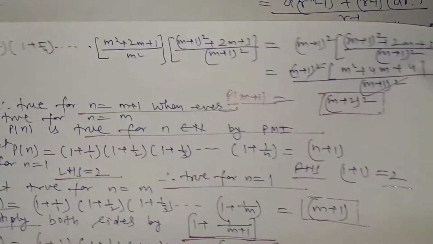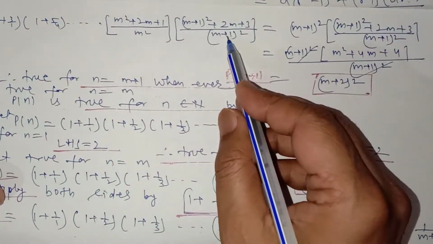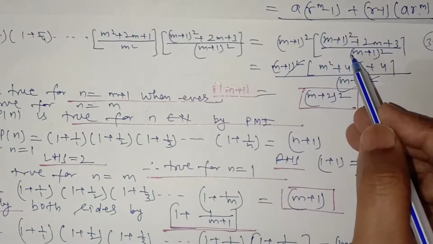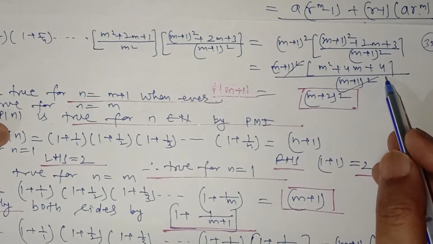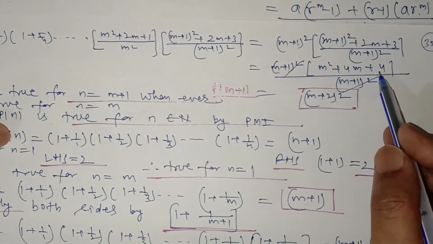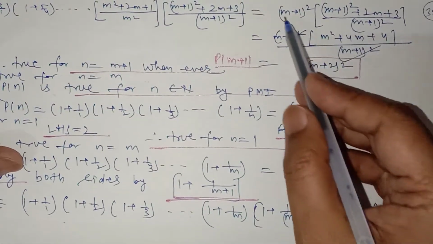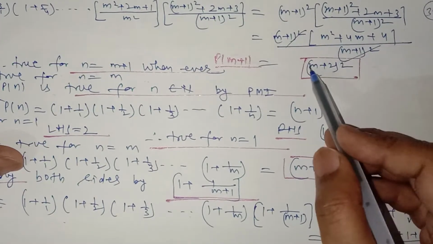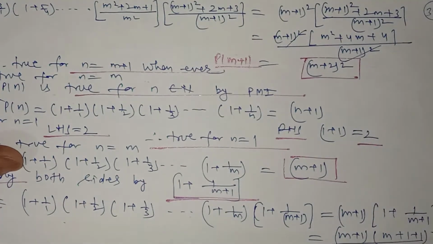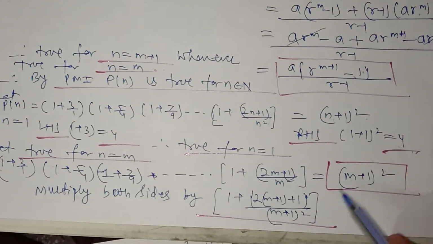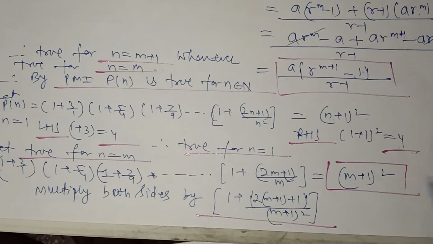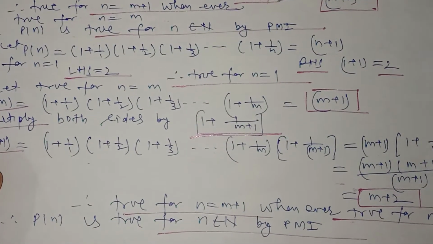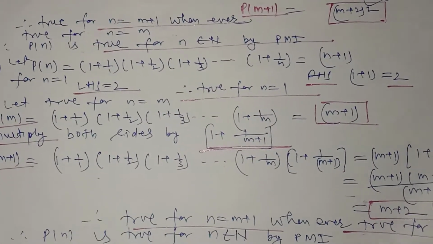So see it very carefully. Multiplying both sides. This and in this. Multiply both sides. Now simplify the numerator. I am getting this. Whole squaring and adding, I am getting this. M plus 1 whole square will be cancelled out, and this is m square plus 4m plus 4, which is the whole square of m plus 2, which is the next term of this, that is m plus 2 whole square, like this. So by PMI it is true for all natural numbers, and Pm plus 1 is true whenever it is true for n is equal to m.